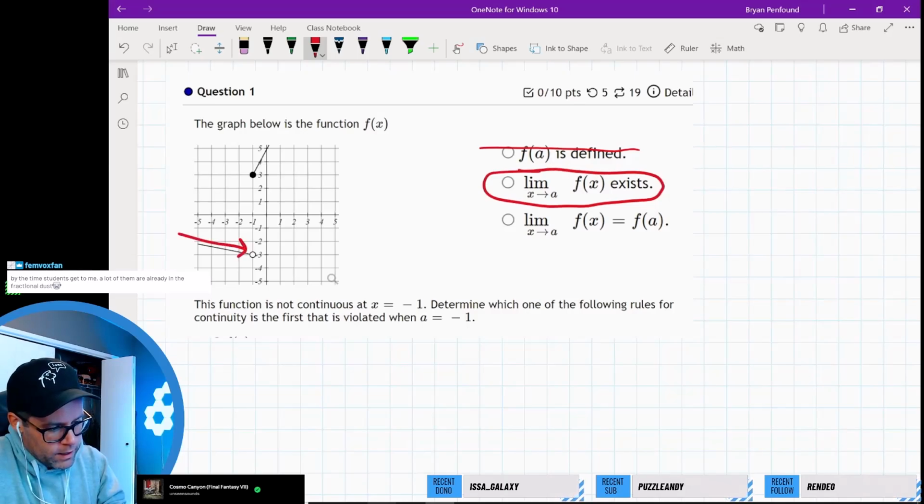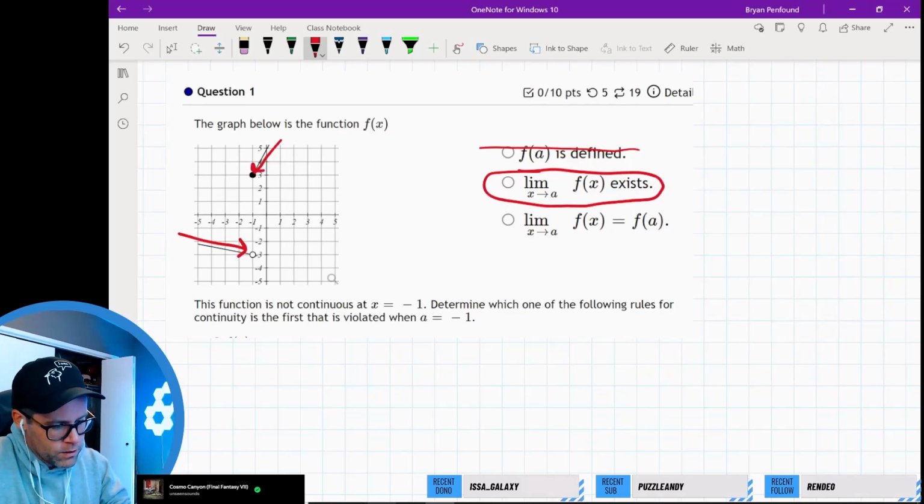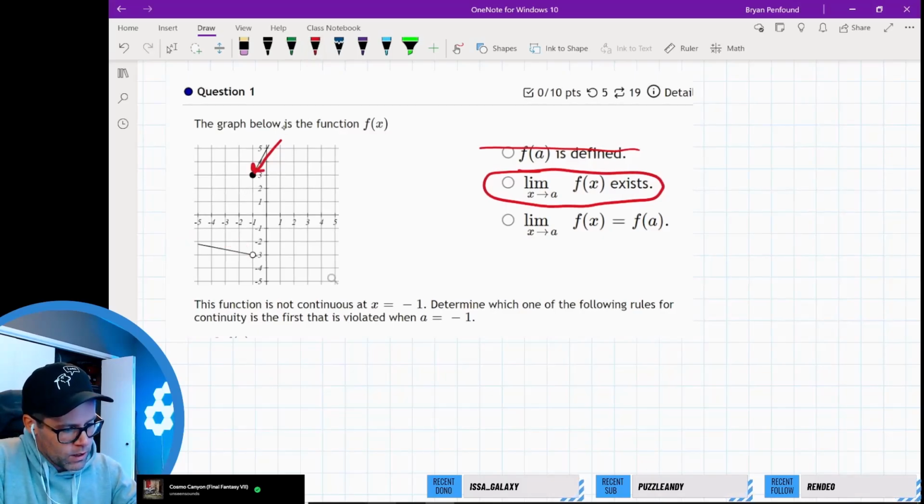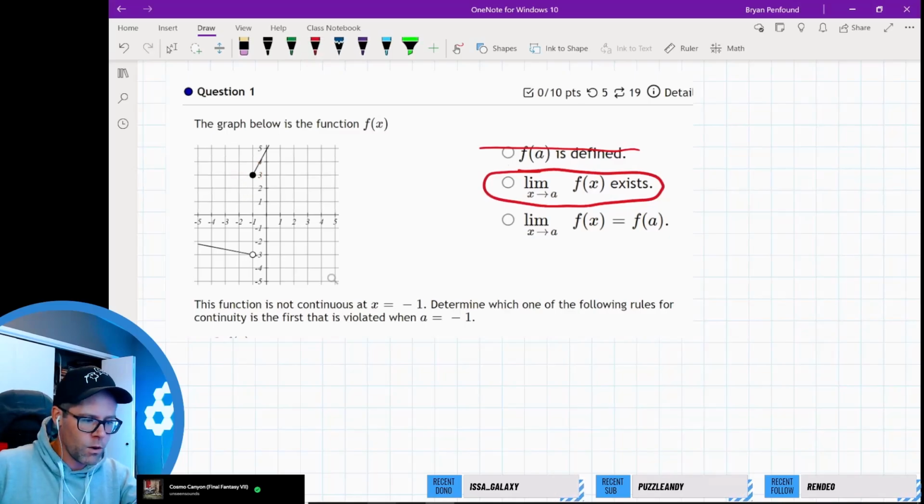We have a left-sided limit tending towards -3, and we have a right-sided limit tending towards +3. So the limit doesn't exist. But the function is defined. The function evaluated at -1 is +3. So I think this is what they're going to want for question number 1.